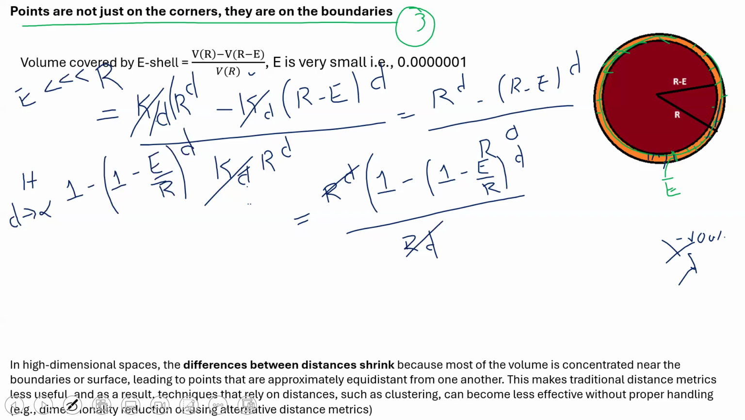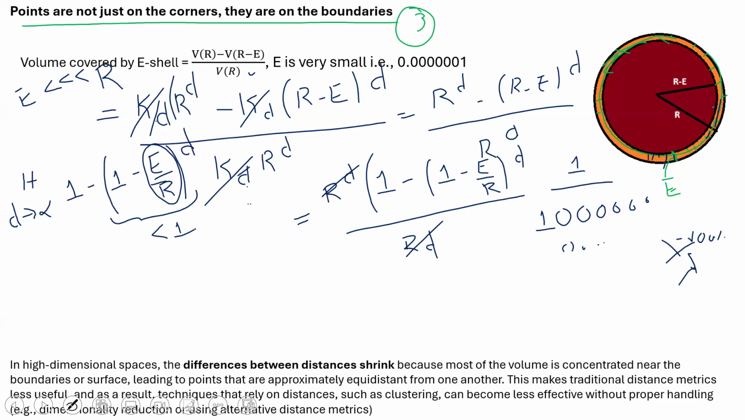So when E is very, very less than R, E by R goes to 0, right? Let's take this example. Let's say E is 1 and R is 10 lakhs. So this becomes 0.0000001. So this whole thing will go to less than 1.